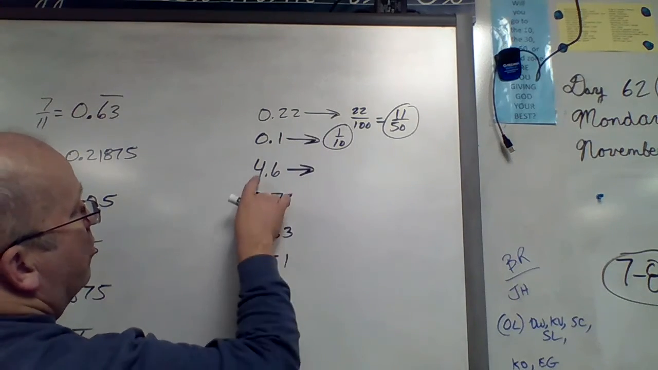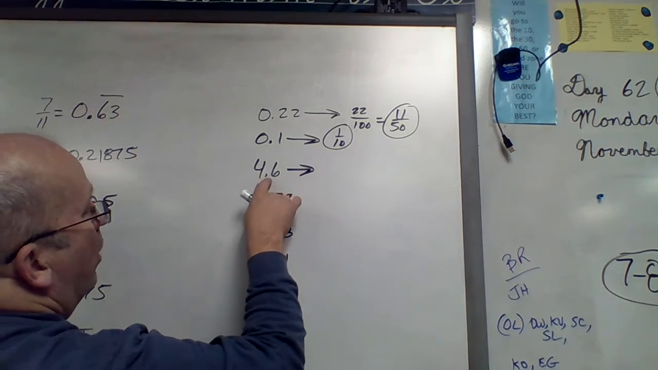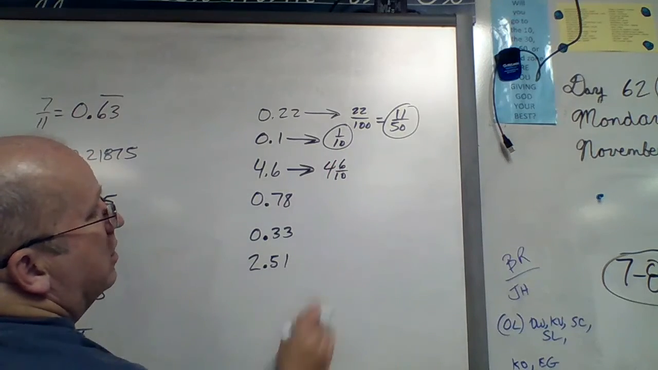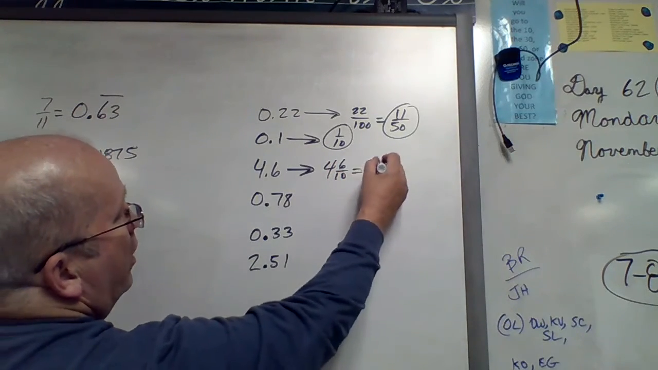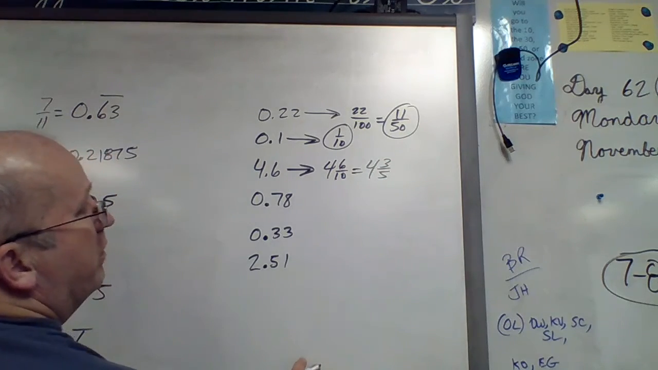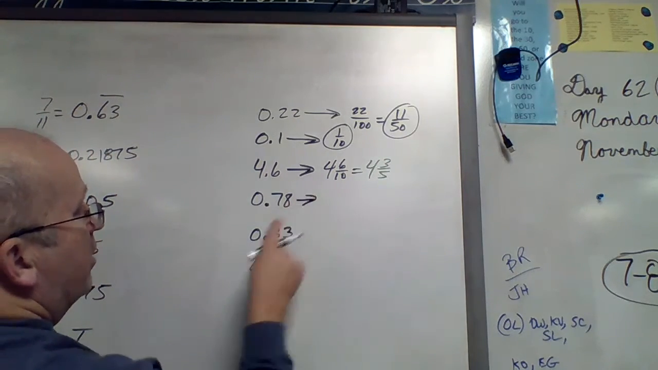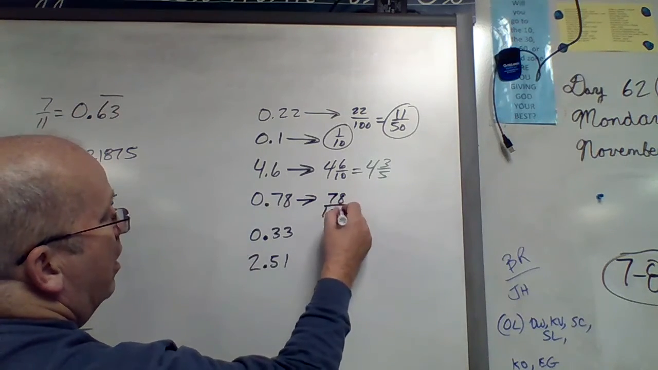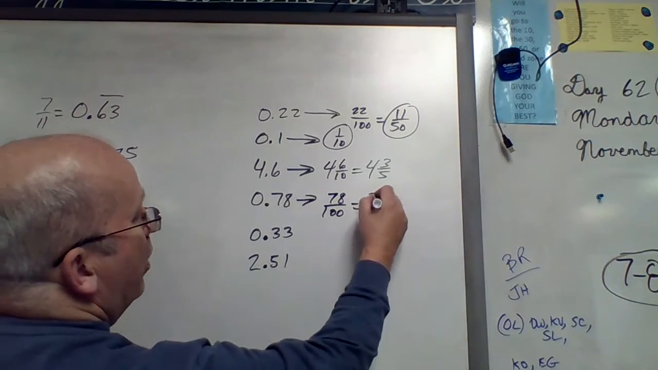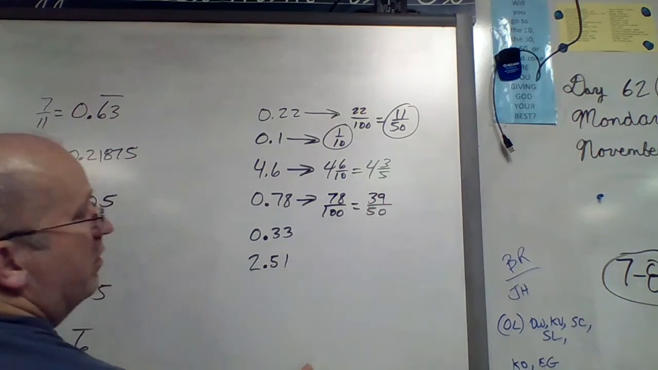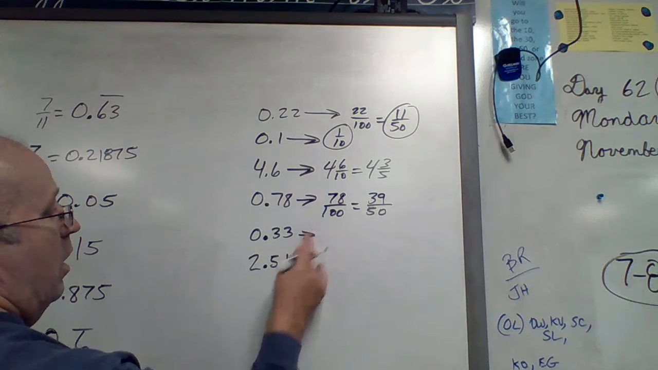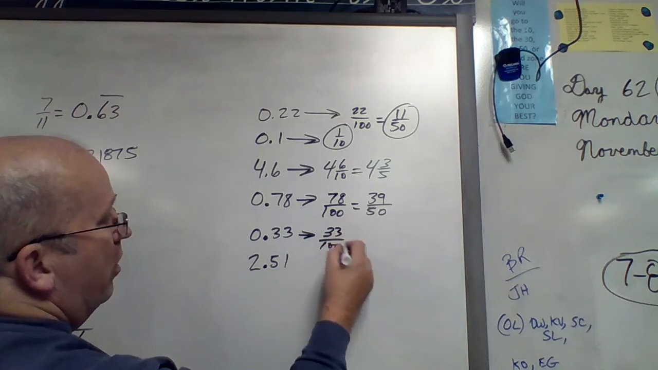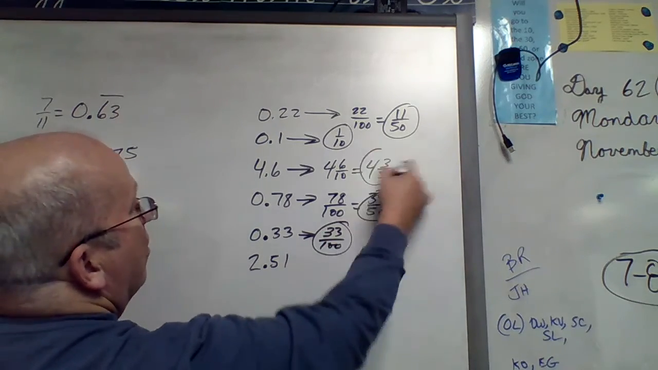What about this one? This is 4 and 6/10. So I could write it like that. 4 and 6/10, which would simplify to 4 3/5. How about the next one? It's occupying the 10th spot and the 100th spot, so that's 78 hundredths. If I divide those by 2, I get 39/50ths. Next one, occupying the 10ths and the 100th spot, that's 33 hundredths, and can't simplify that at all.